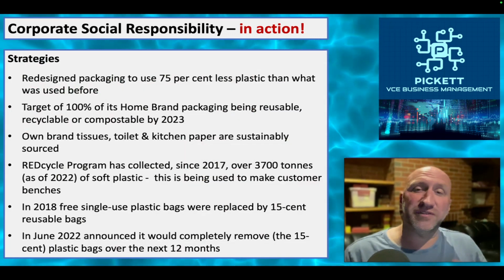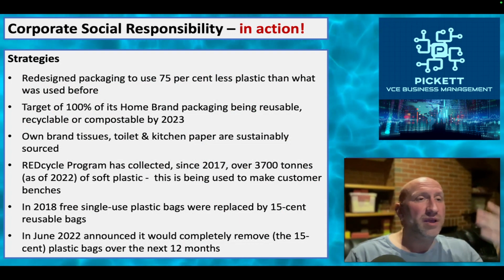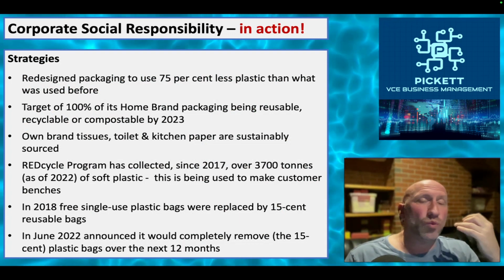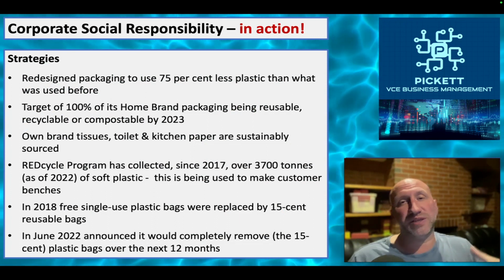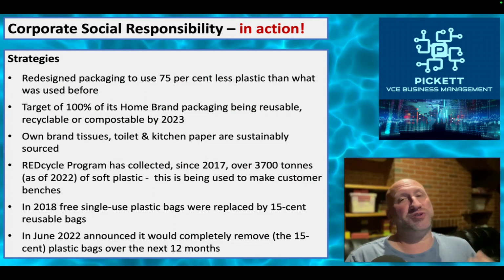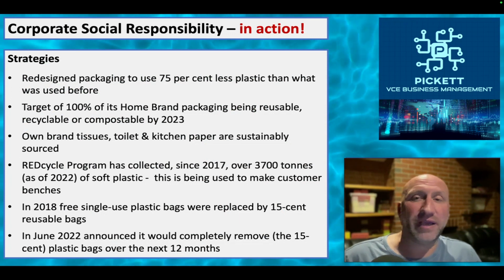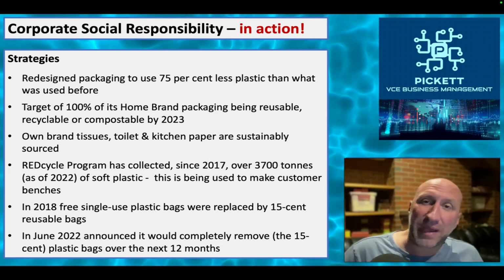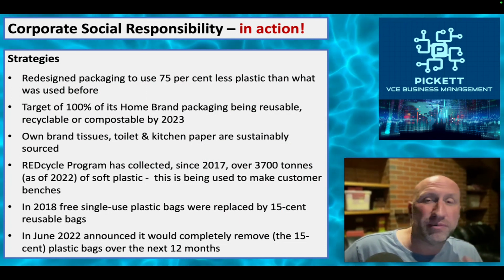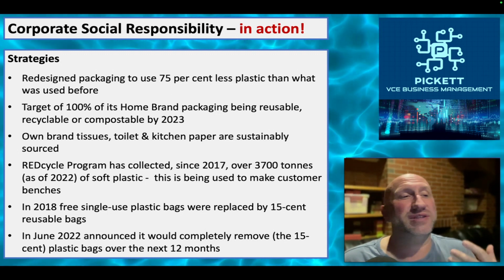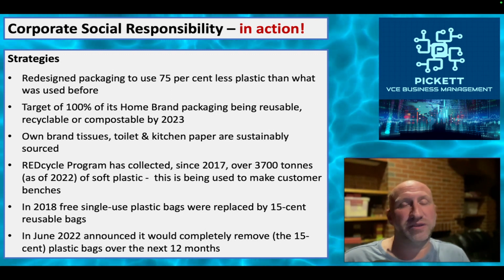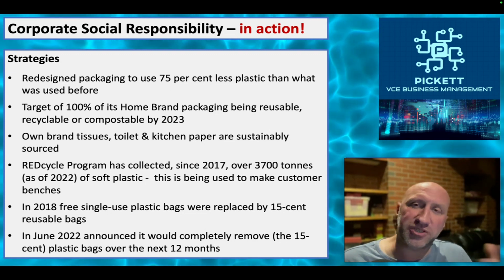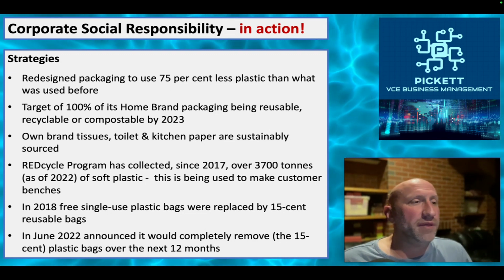Here, some of this stuff is visible, some of it not so much so. But here's some of the things that Woolies actually are committed to at the moment in terms of their social responsibility. So this is part of their social responsibility plan, if you like. Okay, so they've redesigned their packaging in the last couple of years to use 75% less plastic than what was used previously, obviously, because plastic in landfill is damaging to the environment.